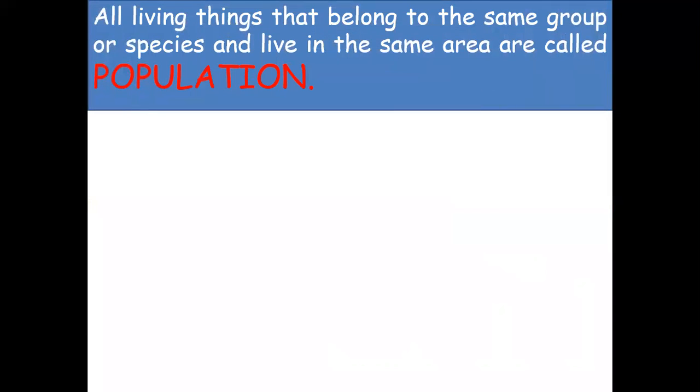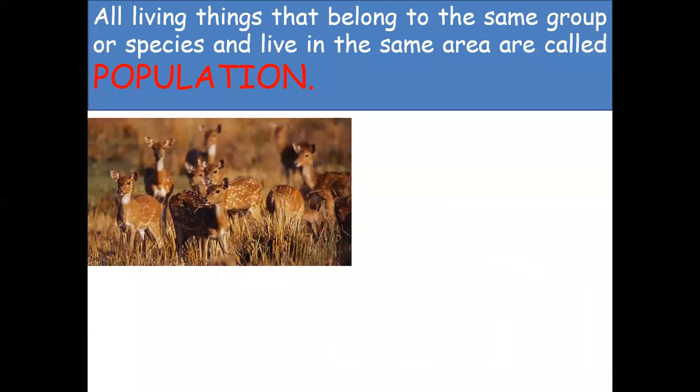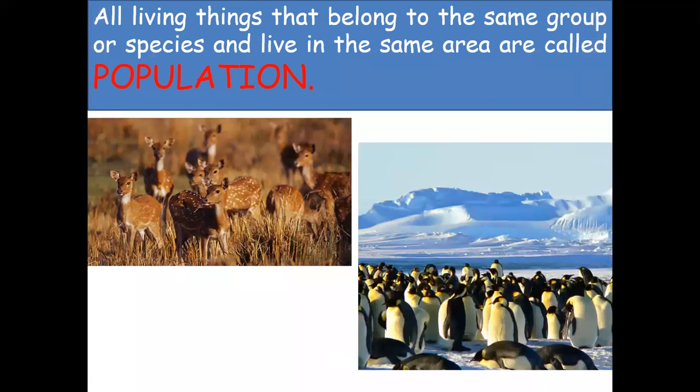Now, all living things that belong to the same group or species and live in the same area are called a population. So here I have a population of deer, because I have only one single kind of animal living in the same area. So when you have a group of the same kind of plant or animal living in the same area, this is called a population. Here I have a population of penguins.